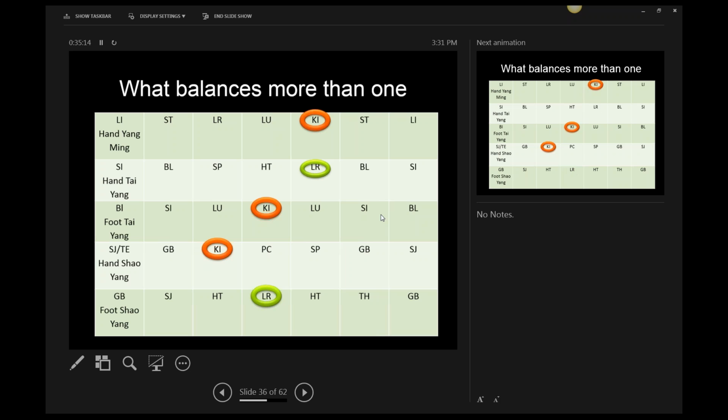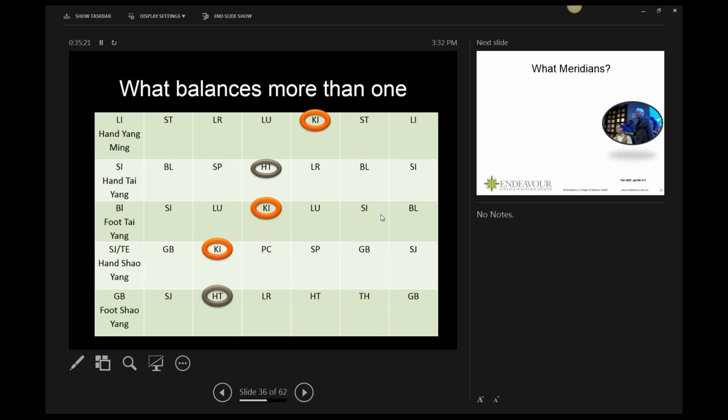But there's another way as well. The heart does as well. So both heart and kidney and liver and kidney will treat all of those meridians of that neck pain.